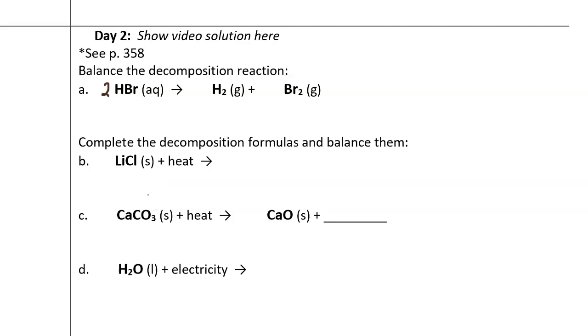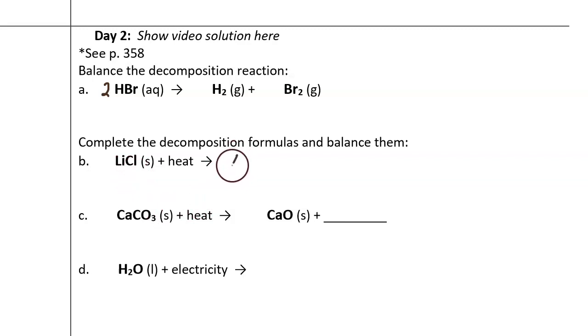Okay, question B. Complete the decomposition formula and then balance it. So we're beginning with a compound called lithium chloride. It's an ionic compound. It consists of lithium ions and chloride ions. When you heat that, it causes that substance to break apart into its components. So think about what the two elements are that make lithium chloride.